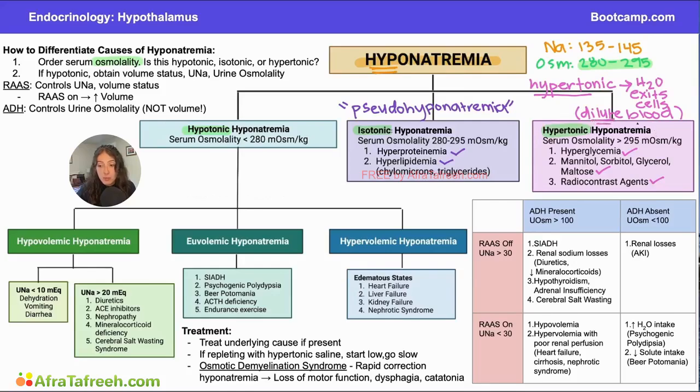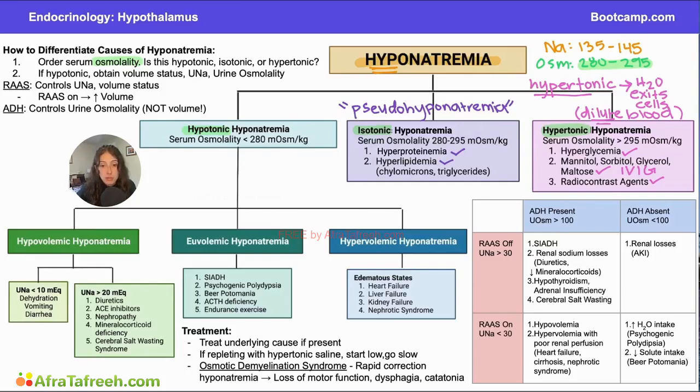And when we have this dilute blood, that causes hyponatremia, along with lower readings of most of your other electrolytes. One final note here, IVIG may also contain mannitol in certain formulations, and that's a great tricky association to be aware of for Step 1.